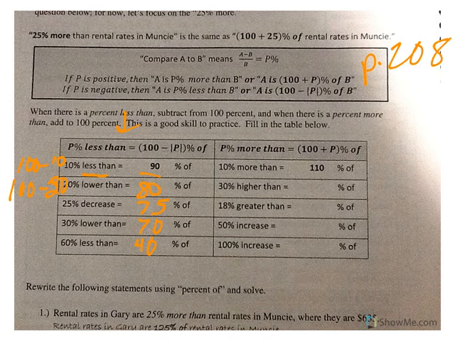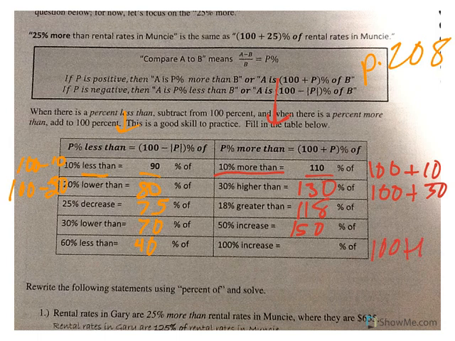And on the right side, we're thinking now additional or more than 100. But again, 100 is our reference. So if you say 10% more than, we have our 100 plus 10, and that's how they get 110. 30% is 100 plus 30, so that's where we get our 130. 18% greater, 118. 50% increase, 150. 100% increase, well, that's the 100 plus 100, and we are at 200%.